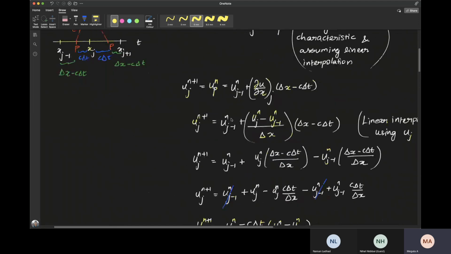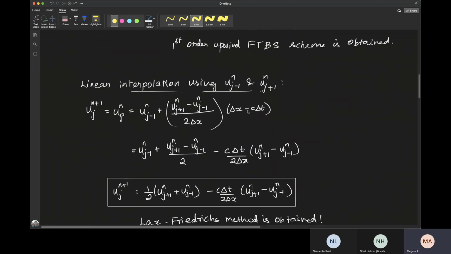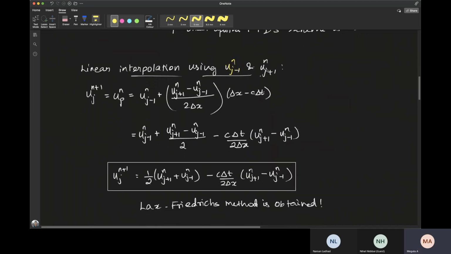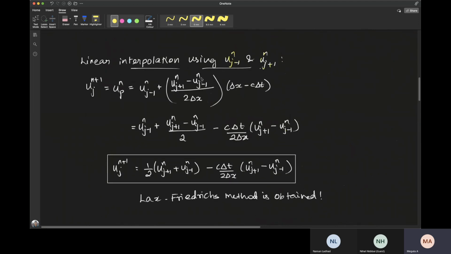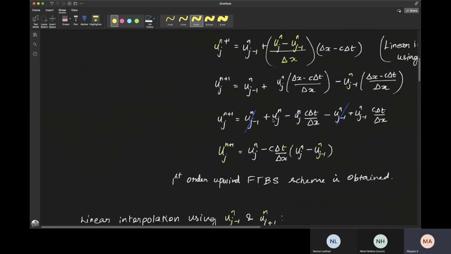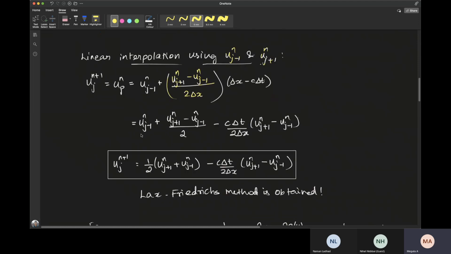So now this is just a linear interpolation using uj and uj minus 1. Instead of that, let us do linear interpolation using uj minus 1 and uj plus 1. So here, in this ∂u/∂x at the xj point, we just used uj and uj minus 1. Instead of that, let us use uj plus 1 and uj minus 1. That is a central difference instead of a backward difference. So when we do that, we get another scheme, and that scheme is known as the Lax-Friedrichs scheme.